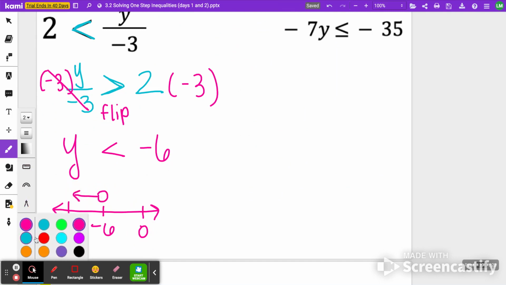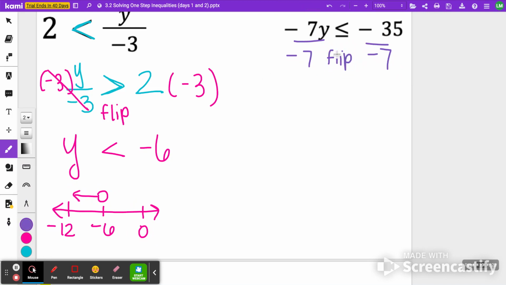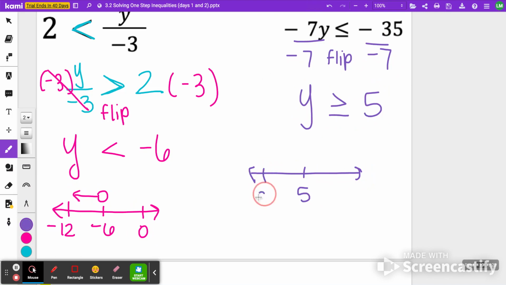The same thing is going to happen over here. In order to solve this, I need to divide by a negative. Notice that there's a negative with the variable, so that means I'm going to have to flip because I'm multiplying or dividing by a negative. So less than or equal to will change to greater than or equal to, so my answer will be y is greater than or equal to a positive 5. On our number line, 5 would be in the middle, 0 is to the left now, and 10 is to the right. Greater than or equal to means a closed circle pointing to the right.